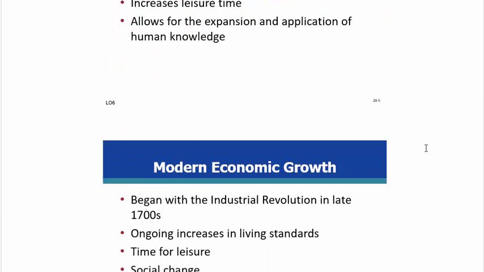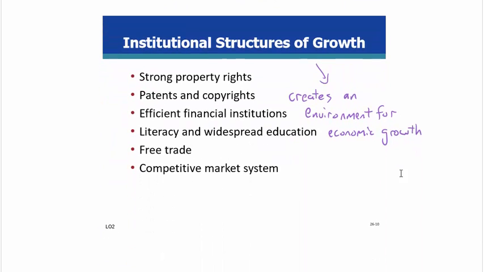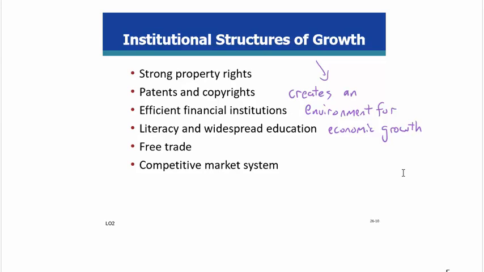I'm going to skip ahead, so I'm going to skip through the modern economic growth slides, and I'll let you read those on your own. And I want to go down to this one. The institutional structures for economic growth. What this is really saying is, what are the things that will create an environment for economic growth? And I think that all of these are going to be important. Again, we need property rights, which is going to be essential to us making anything. Patents and copyrights, I'll include those within property rights. We need efficient financial institutions. We need to be able to trade using money, widespread education, free trade, and then competitive markets, going back to microeconomics. If we have all of those things, we're going to create an environment for economic growth.